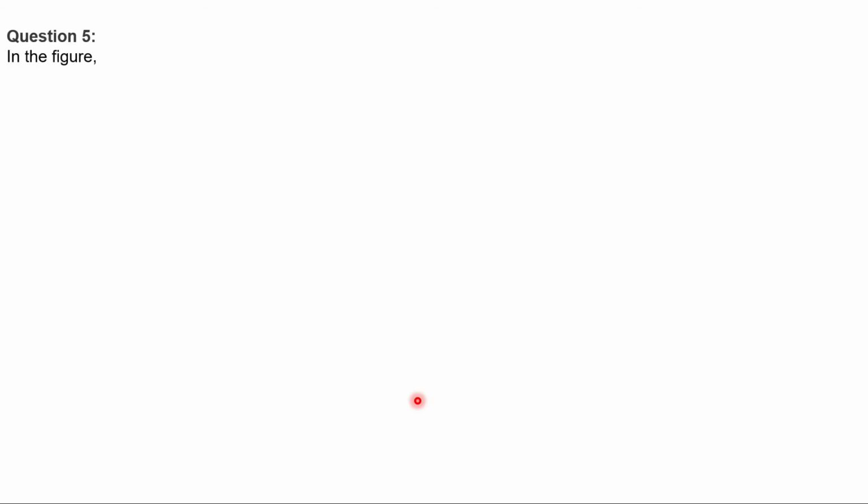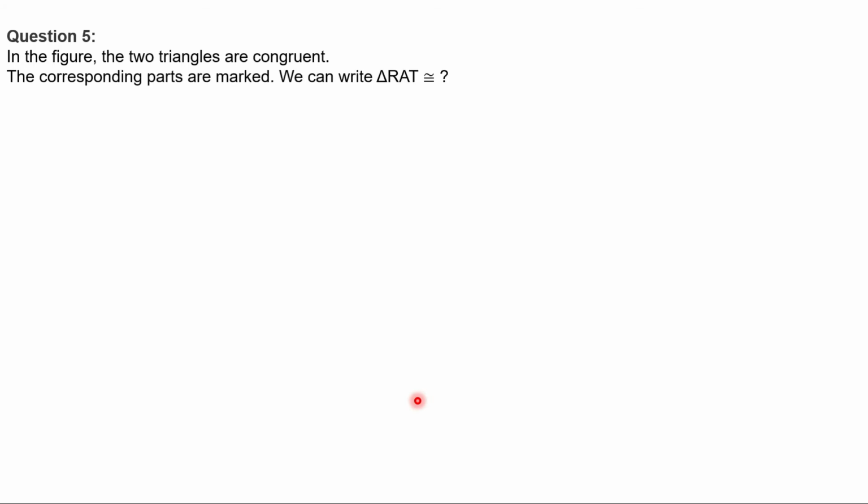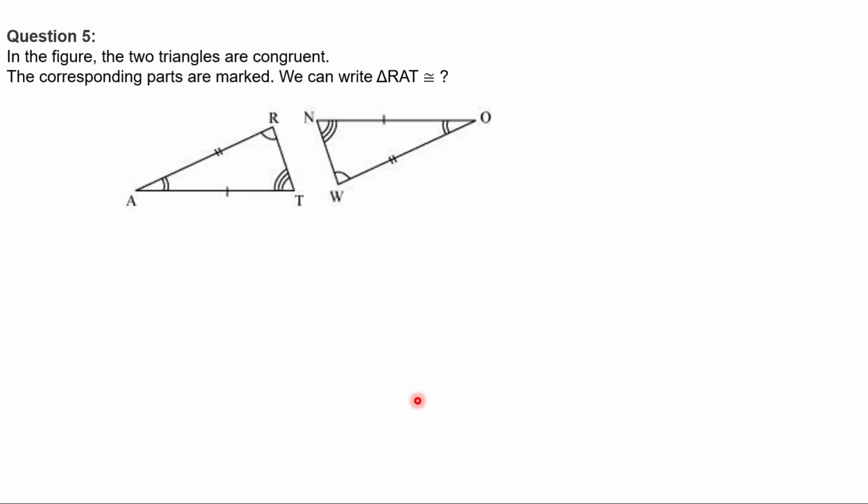Question number 5. In the figure, the two triangles are congruent. The corresponding parts are marked. We can write triangle RAT is congruent to what? Okay, this is the figure. These two triangles are congruent and the corresponding parts are marked. So we can write triangle RAT is congruent to what?